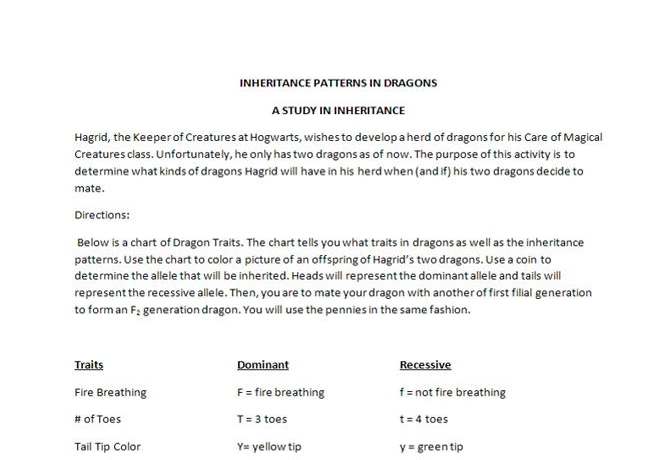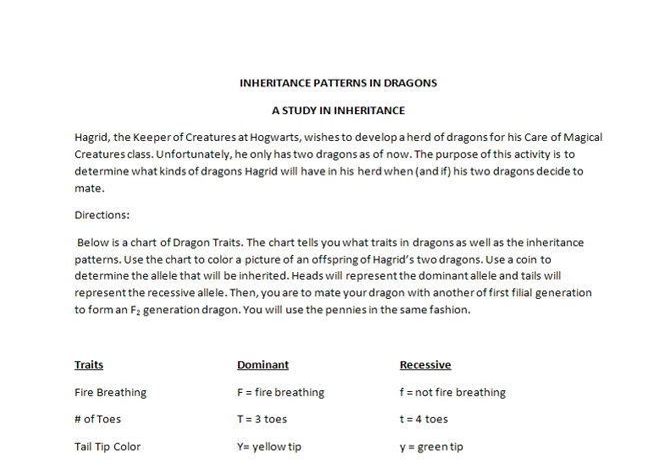So Hagrid, the keeper of creatures at Hogwarts, wishes to develop a herd of dragons for his care of magical creatures class. And unfortunately, he only has 2 dragons as of now. The purpose of this activity is to determine what kinds of dragons Hagrid will have in his herd when and if his 2 dragons decide to mate.